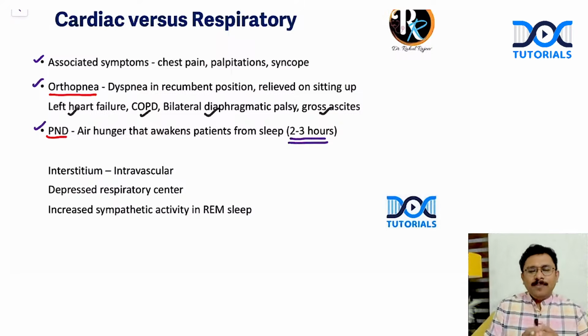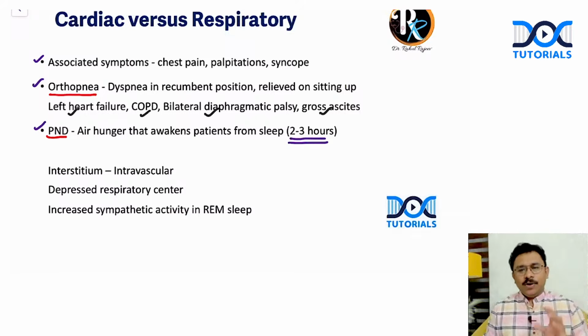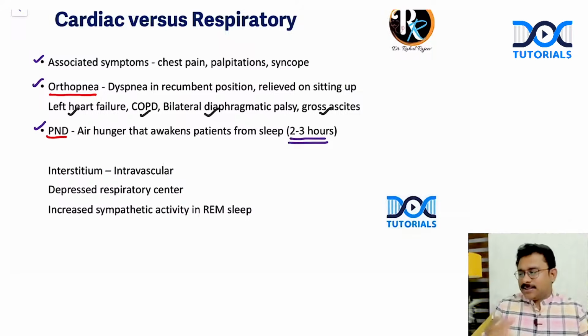Now, can somebody tell me what is going to appear first? Is it going to be orthopnea or is it going to be PND? What is an early symptom? Can you answer in the comment section? I'll just wait for your answers in the chat box. Which appears first? Is it going to be orthopnea or is it going to be PND? And which is suggestive of advanced disease also, you tell me. So first, what appears first?